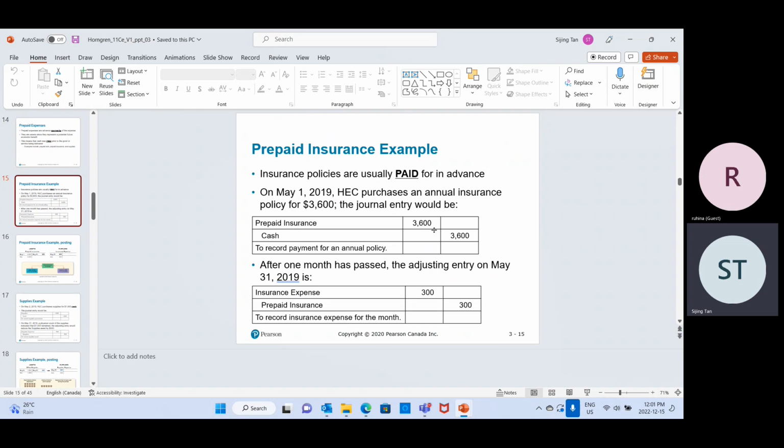So whenever 1 month passes, we have to recognize that expense. So we debit insurance expense, credit prepaid insurance. Now pay attention, prepaid insurance, we treat it as an asset. We treat it as an asset. So whenever there is an expense coming, we decrease on the credit side. That is the prepaid insurance.